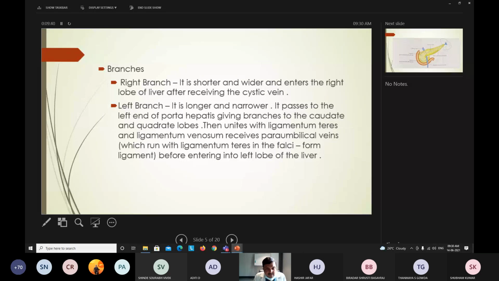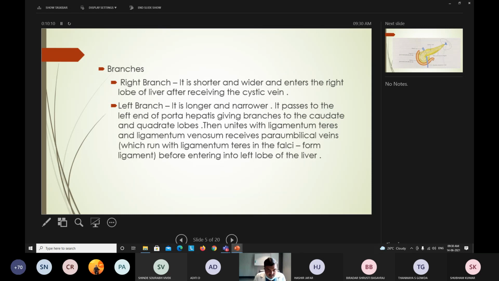Branches: right branch and left branch, as I told. The right branch is shorter and wider and enters the right lobe of the liver after receiving the cystic vein. Near the right end of the porta hepatis, the portal vein divides into a right branch and left branch. The right branch is shorter and wider and enters the right lobe of the liver.